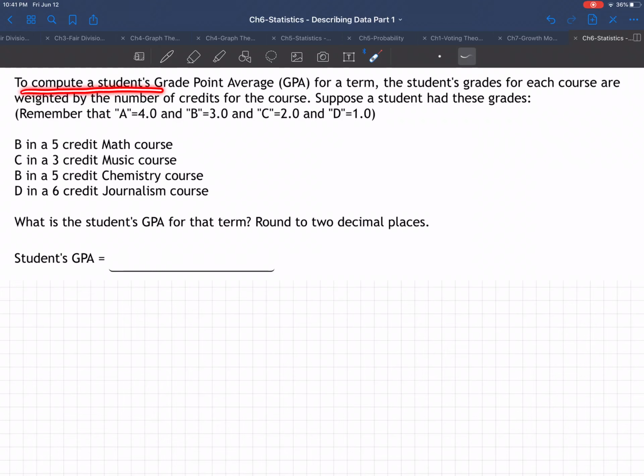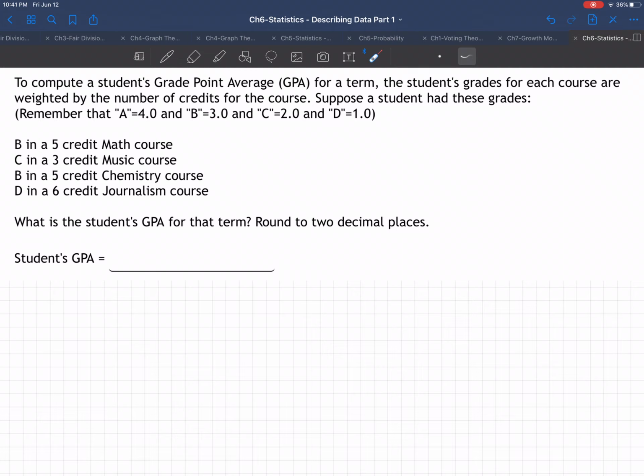To compute a student's grade point average, GPA, for a term, the student's grades for each course are weighted by the number of credits for the course. Suppose a student had these grades. And remember, A is 4.0, B is 3.0, C is 2.0, and D is 1.0. I think you know that.